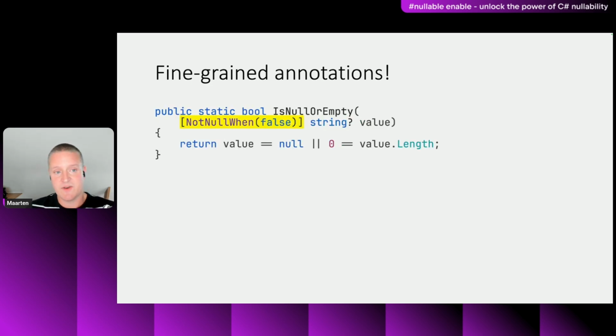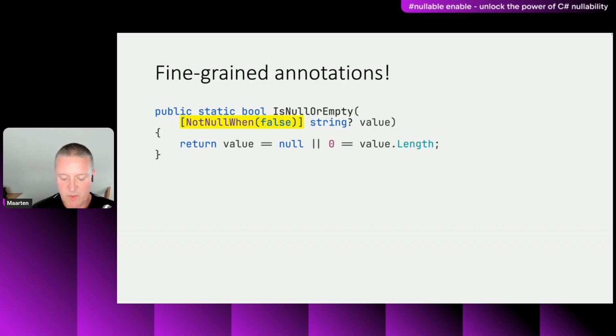There's a lot of those fine-grained annotations. If you look into the .NET base class library or the C# base class library, you'll find IsNullOrEmpty on a string. And that method is actually going to annotate not null when false. This is a bit of a strange construct, I would say, but that's the way the compiler goes through your code and so on. But what you're doing here is you're saying if this method returns false, the value parameter to this function is going to be non-null.